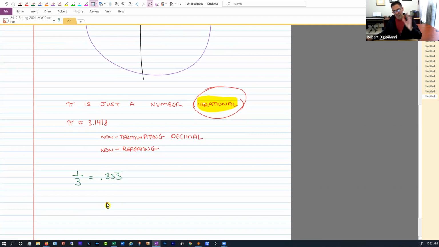So it turns out there's an easy way to remember this. The way that you can tell a number is irrational is whether or not you can write it as a fraction. That's what irrational, rational means: ratio, ratio means fraction.